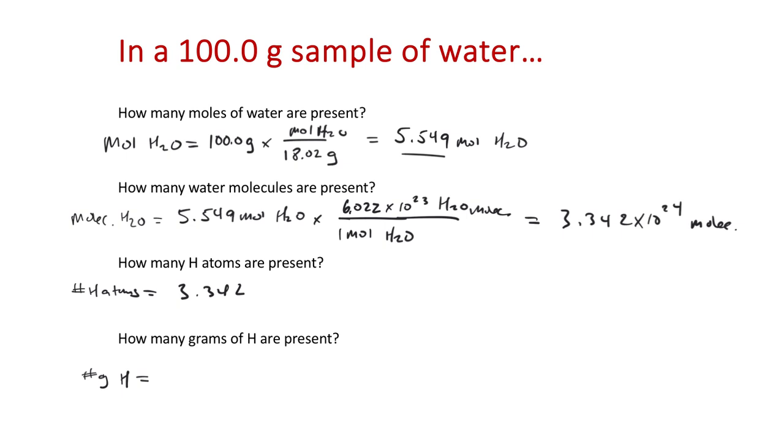To convert to the number of molecules, we just need to use Avogadro's number. So for every 1 mole of water, we would have an Avogadro's number of water molecules. So we just need to take 5.549 times Avogadro's number.